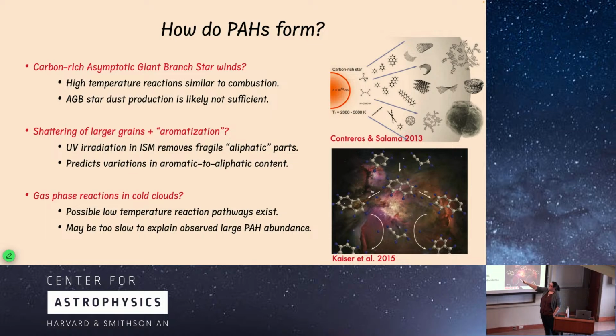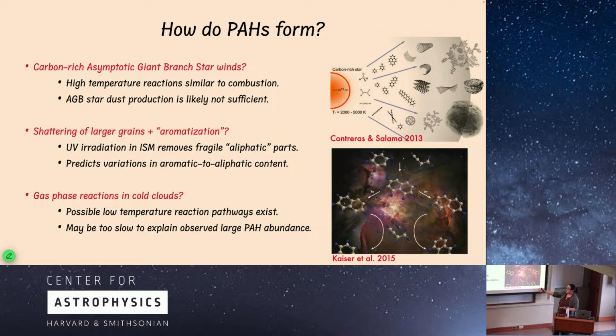Another route may be something like shattering of larger carbonaceous grains. And then when you have these fragments, if you expose them to UV radiation, you can break off all the parts that are not strong aromatic bonds. And this is called aromatization. So the PAHs that have non-aromatic carbon attached are called aliphatic components. And you can basically rid the PAHs of these aliphatic components by irradiating them with UV photons, potentially. So that is one route.